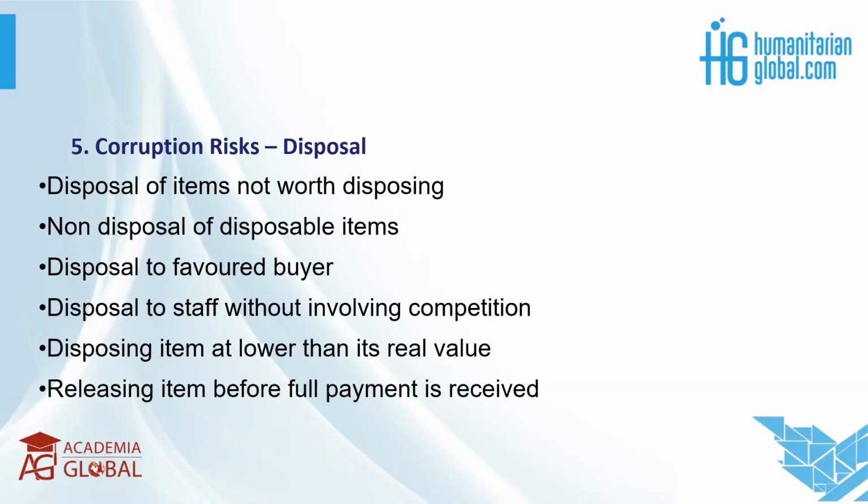And yes, there are very high corruption risks that might occur in this part of the procurement cycle. The first one is disposal of items not worth disposing, mainly seen in governments and in big organizations where we have cars that have not depreciated fully. But then as procurement people, we say these cars have depreciated and we need to dispose them. So that's a risk when you're disposing things that are not worth disposing.